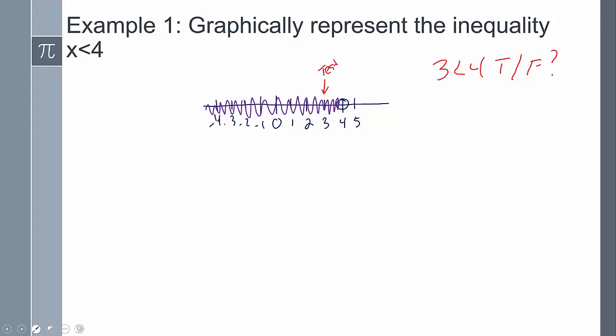What if we wanted to test this side instead? Well, 5, is that less than 4? No, it's not. False, which is why that side isn't shaded. And then we could assume, well, if that side's not shaded, then this side must be shaded, and we'd be able to do that one.